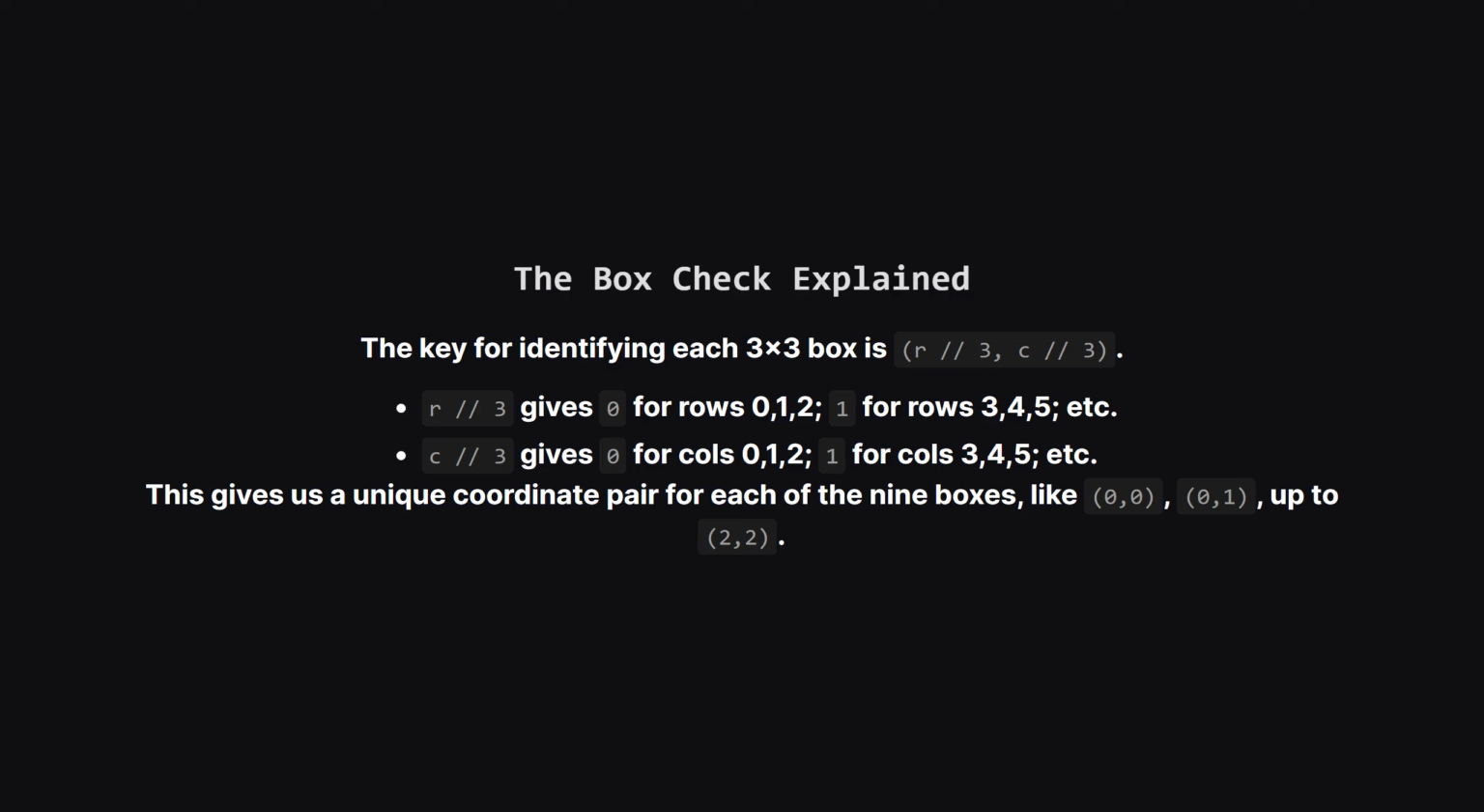To get a unique identifier for each of the 9 boxes, we can use a little math trick with integer division. Taking the row index divided by 3, and the column index divided by 3, gives us a pair of coordinates for the box. We use this pair as the key to our box's dictionary. Just like before, we check for duplicates and add the number if it's not there. If we get through the whole board without finding any duplicates, we know it's valid.